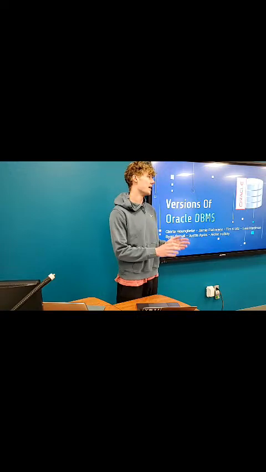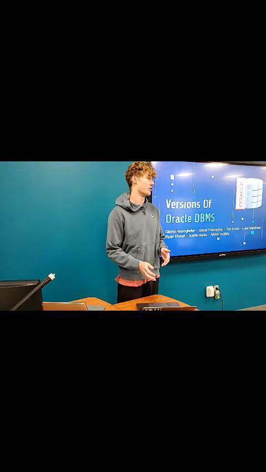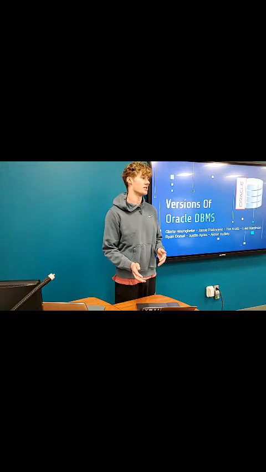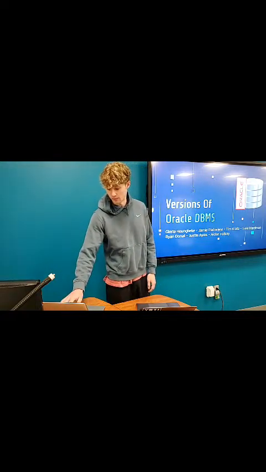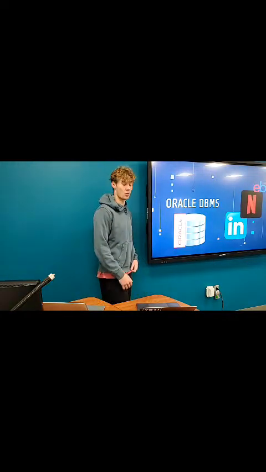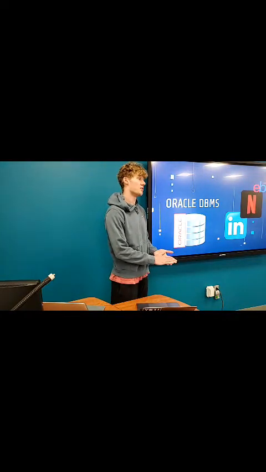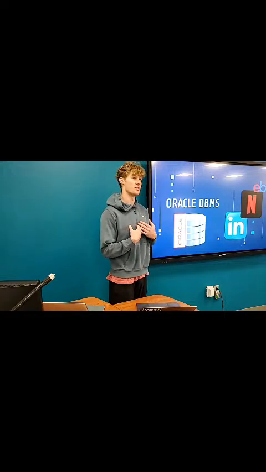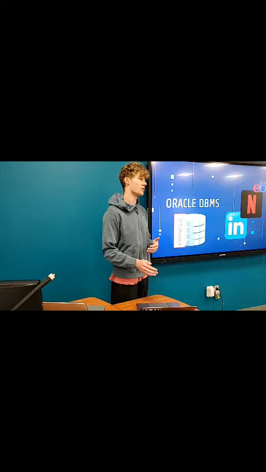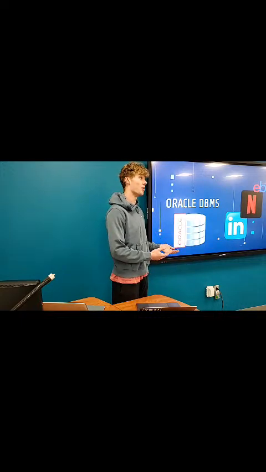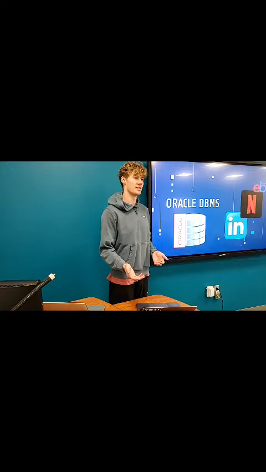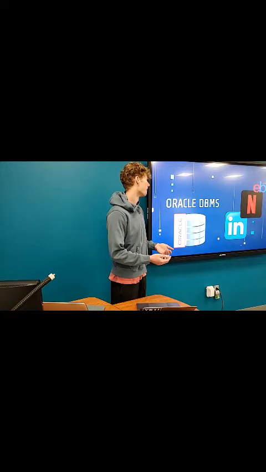Go through 12c, 18c, 19c, and version 21c in terms of the different changes that have come across. With that being said, Oracle is a relational database management system. What makes it unique to me in regards to the other database management systems we talked about is that Oracle was the only one I had heard of, at least the company, before coming into Messiah and learning about databases.